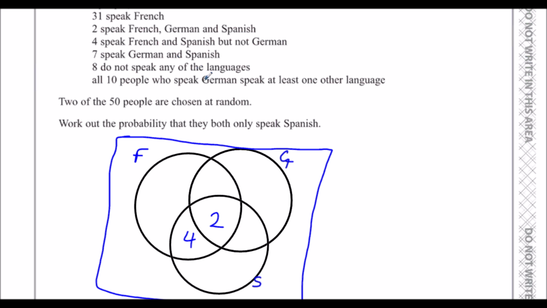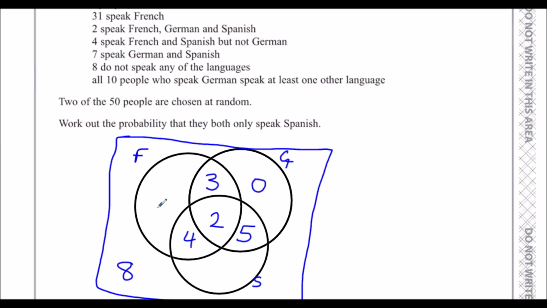7 are German and Spanish. So all of the overlap of German and Spanish is 7. I've already got 2 in there, so I need 5 more. 8 do not speak any, so they go on the outside. And all 10 people who speak German speak at least one other language. So there's no one in just German. And I've already got 7. And there's 10 in total, so I want 3 more.